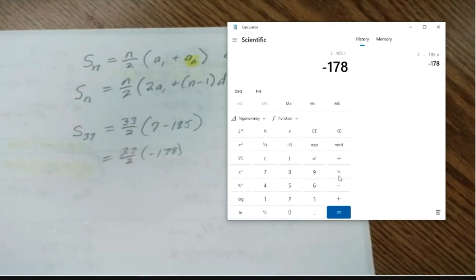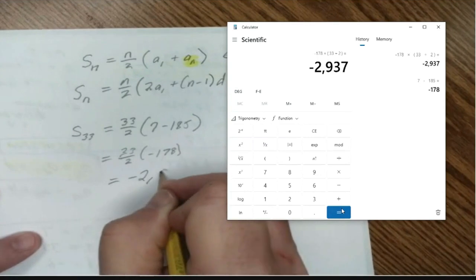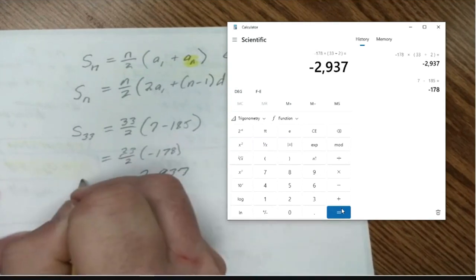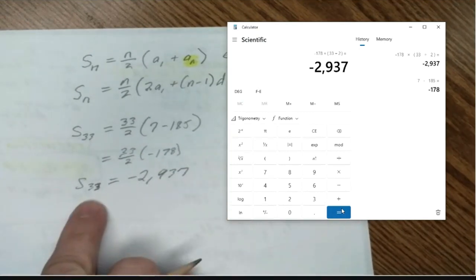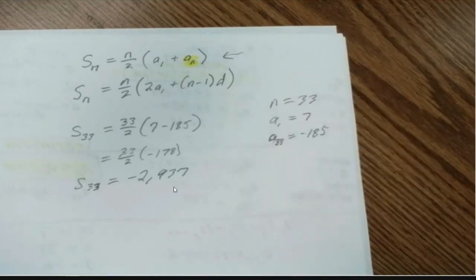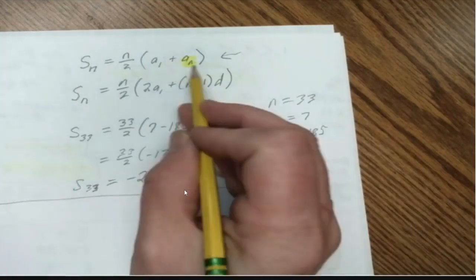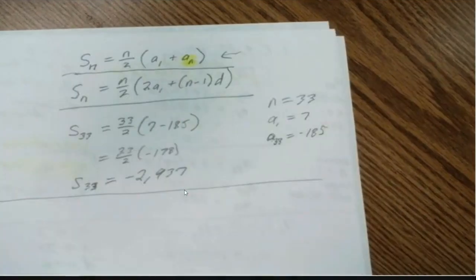So if we take that times parentheses, we can do parentheses 33 halves, which is 16 and a half, times -178: -2,937. That's what that sequence would be if we added up the first 33 terms of that sequence. Adding them all together is -2,937. And that uses that first formula only because we know what the 33rd term is.